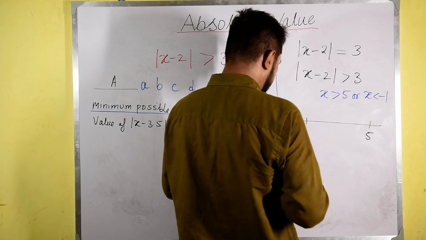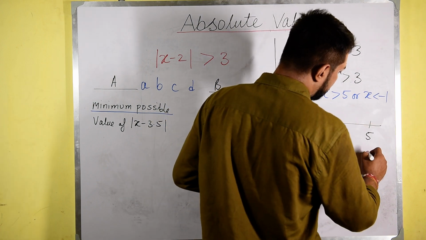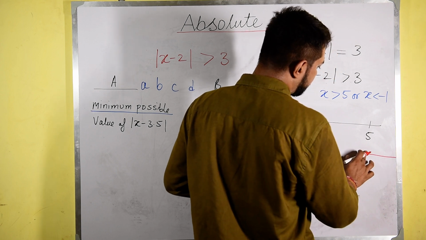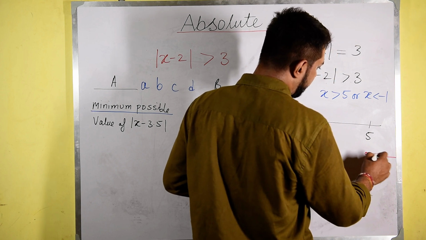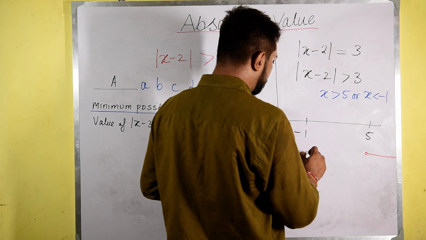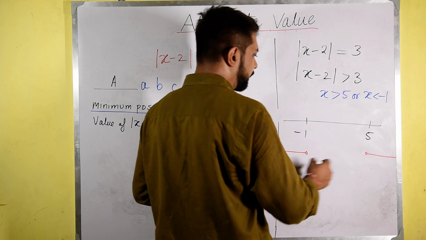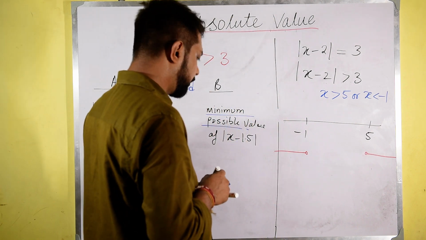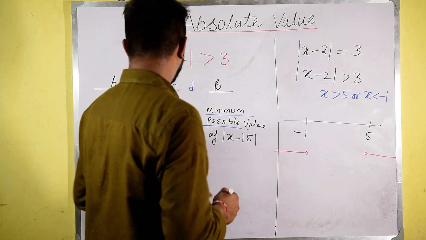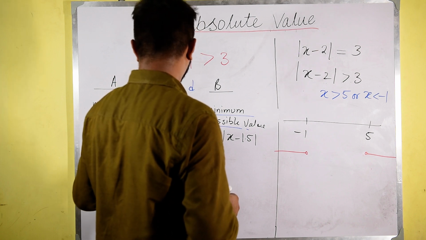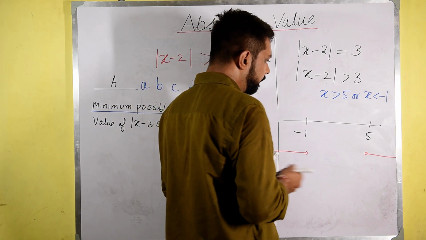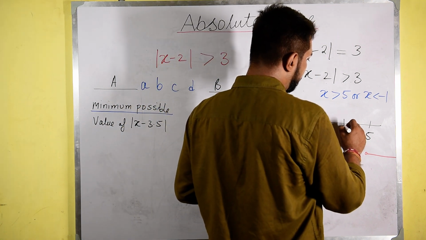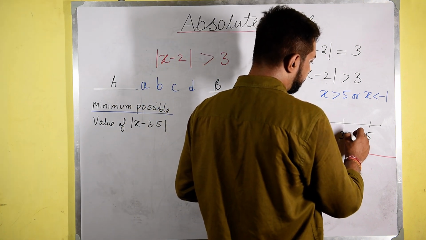So let me draw the line here. Here 5 is not included, that's why it is drawn this way. Similarly, -1 is not included. These are the possible, permissible values, you can say. Now guys, they are asking about the x value from 3.5. So 3.5 will be somewhere here, near to 5.